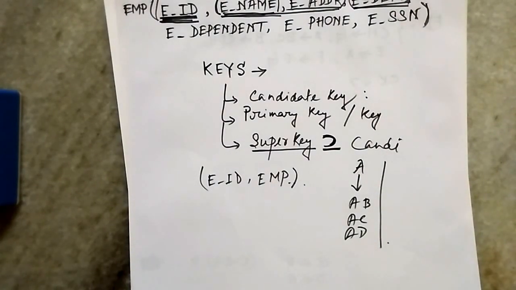So I think keys are clear to you. In the next video, we will discuss 3 examples of how to determine a candidate key in a table.